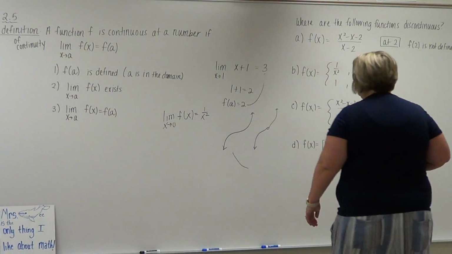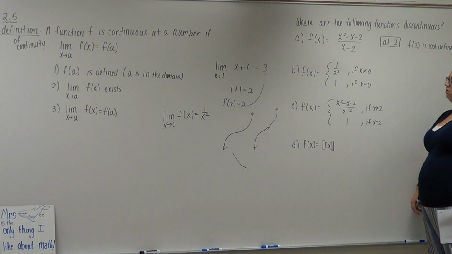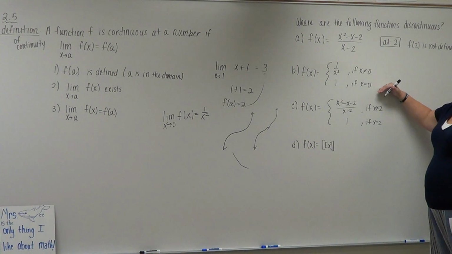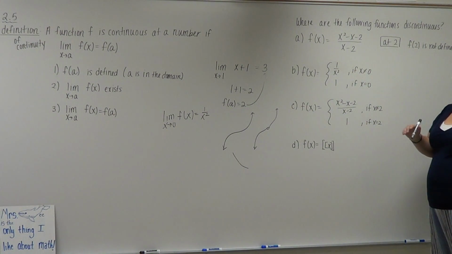Okay. Good on that one? Okay, what about the second one? Is it defined at every number? Yeah, because even though this one isn't defined at 0, this one is defined at 0. So the first step is totally taken care of. So now you have to figure out, does the limit exist?